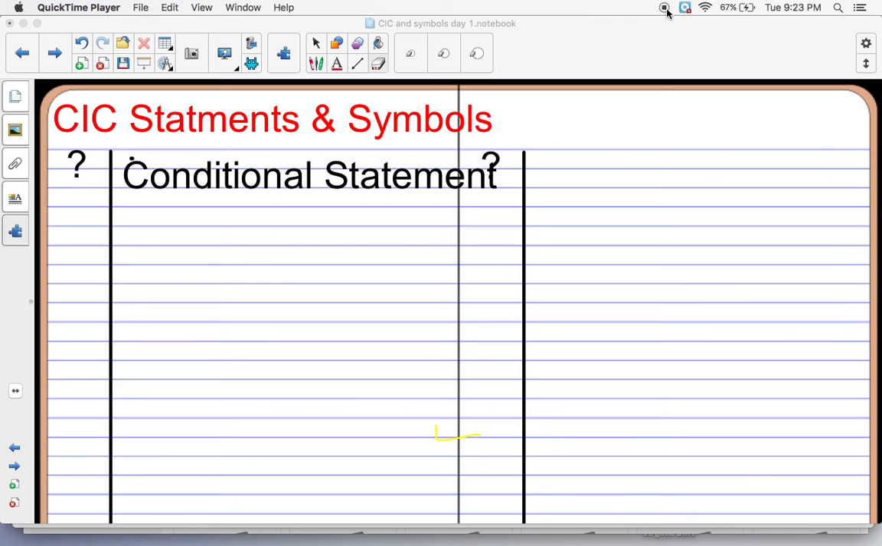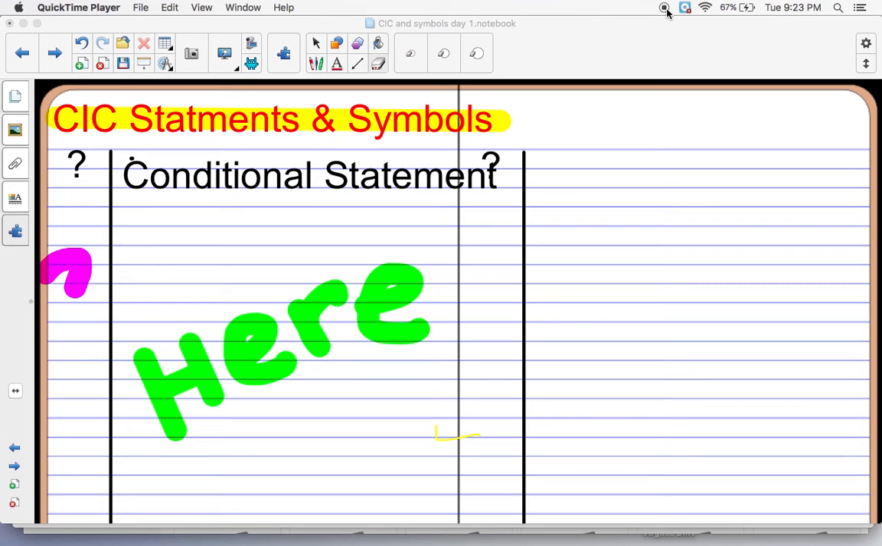Now, on the top of your paper, you just need to go ahead and write CIC statements and symbols. If you wrote something else, it's okay. If you wrote conditional statements, it's fine as well. Okay? Now remember, you are going to want to write all your stuff here. And then if you have a question, you put it out here. Okay? Does not matter. All right?